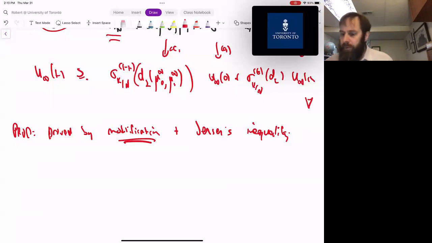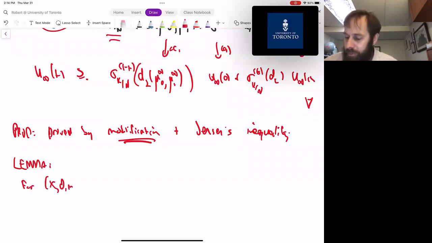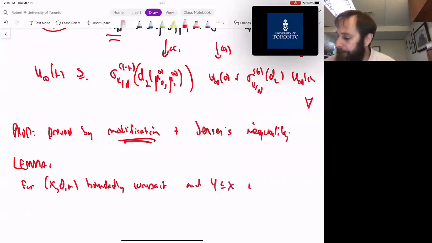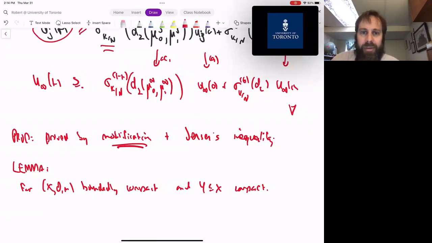Great. So before I prove the proposition, I need to prove a lemma. And here's the lemma. So I'm going to assume, it's slightly more general, but not much more general, I have a boundedly compact metric space and a compact subset. The lemma wants a definition. So let me say what the definition is.